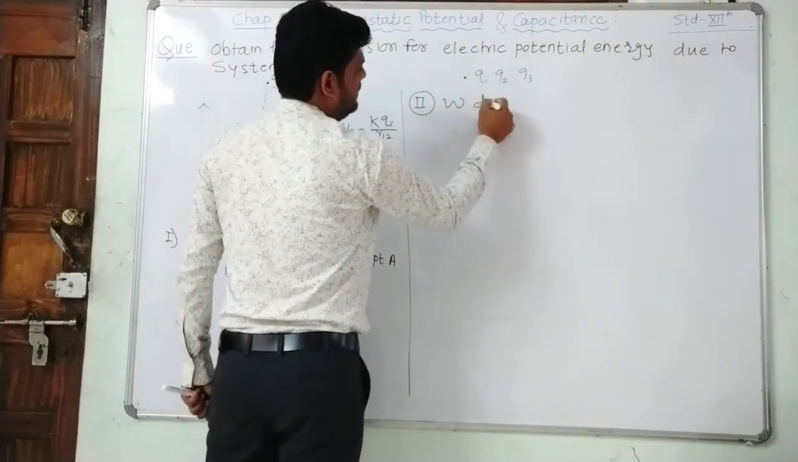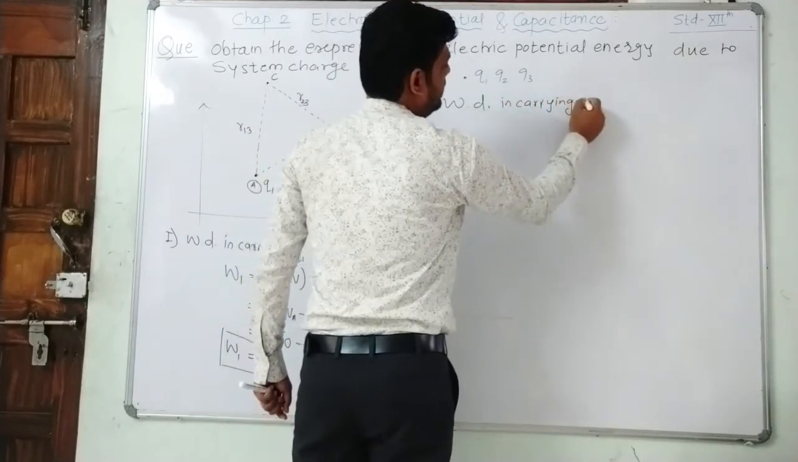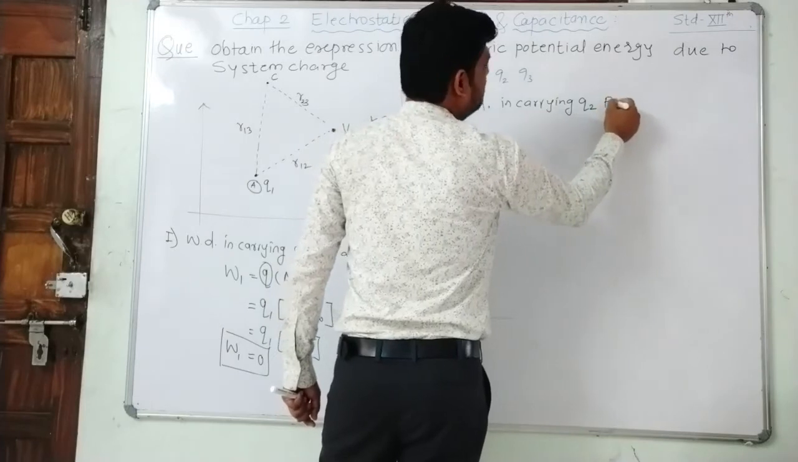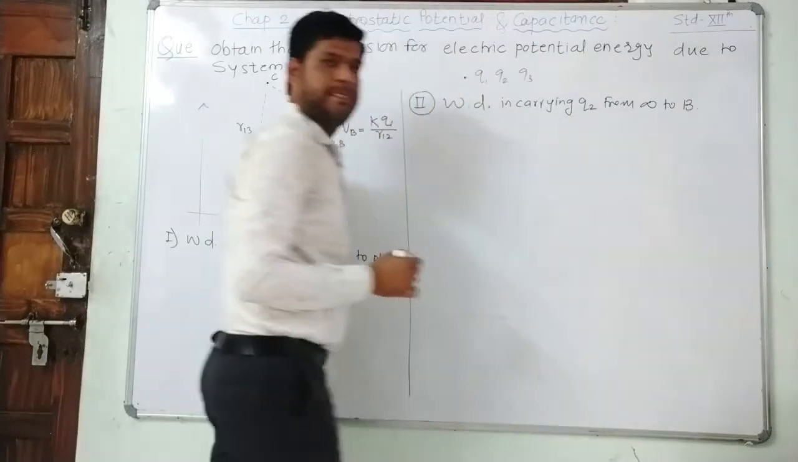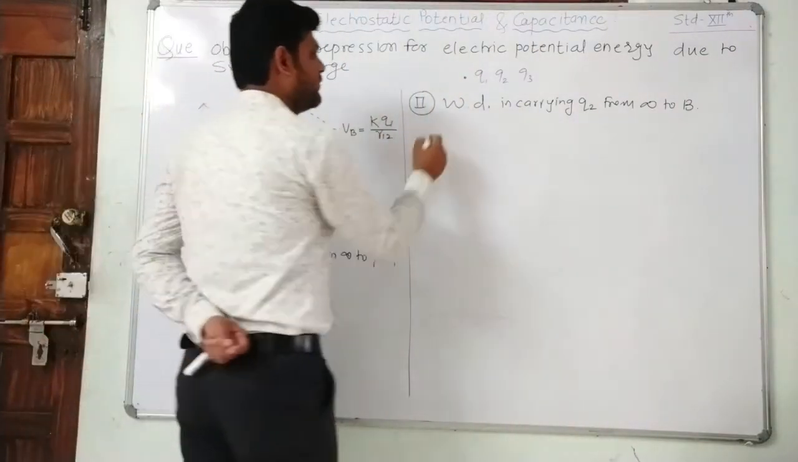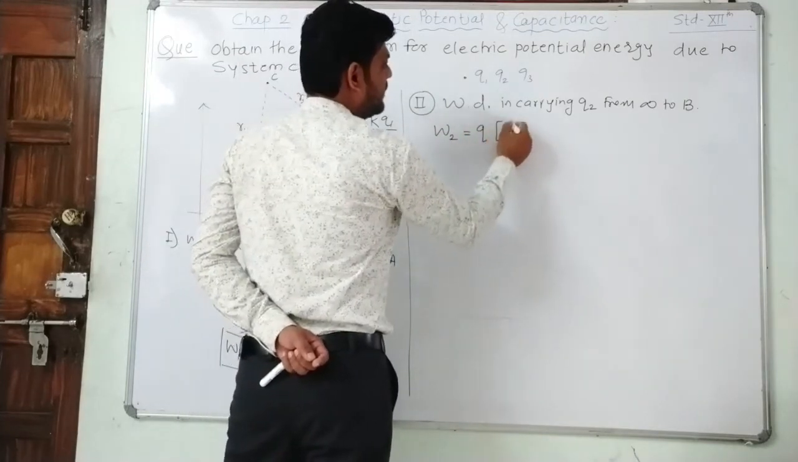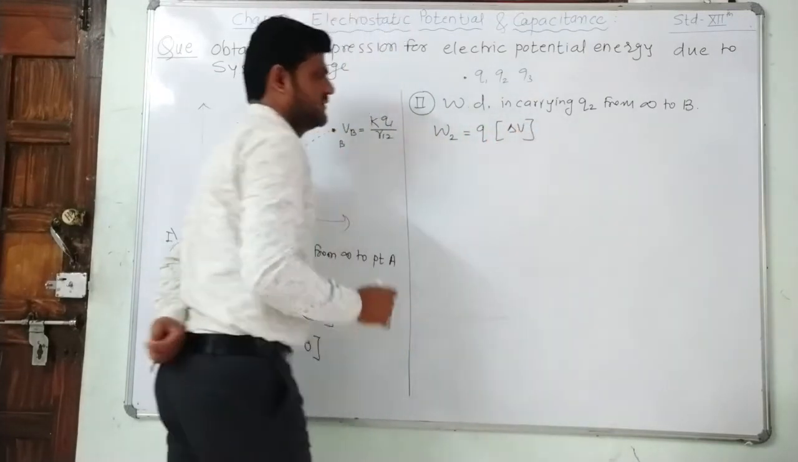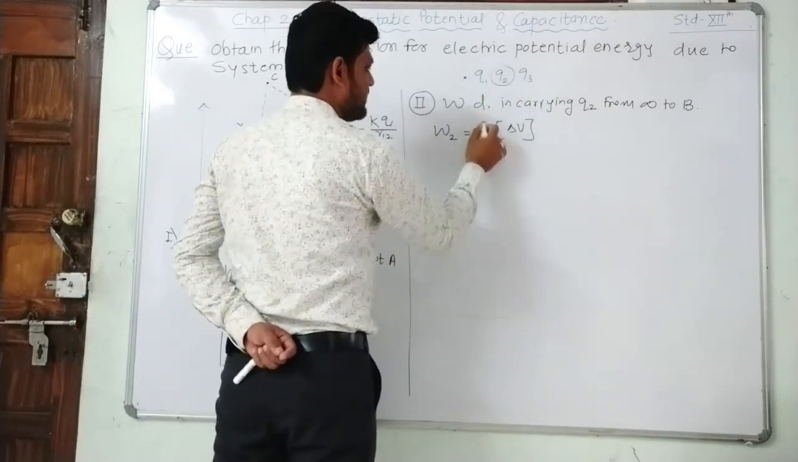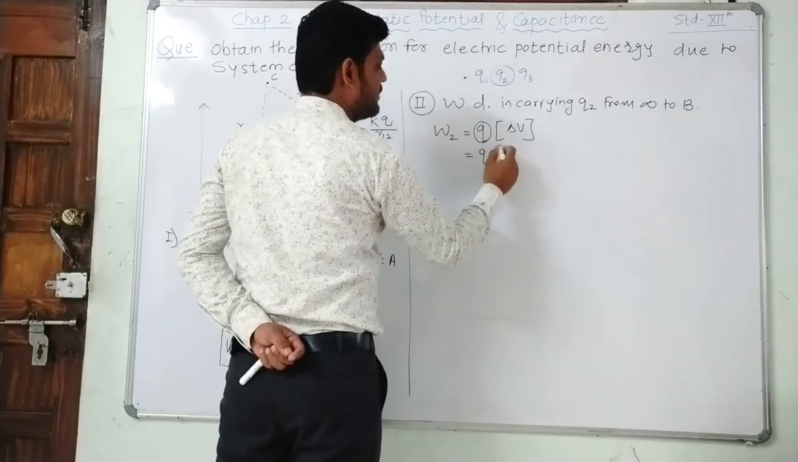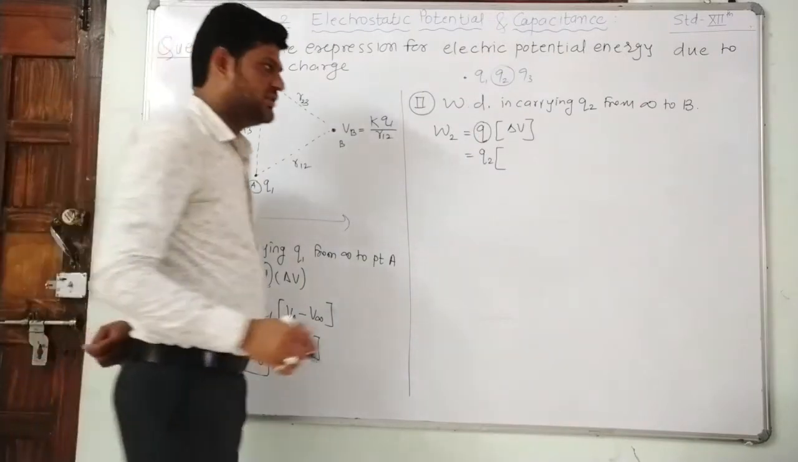Work done in carrying the Q2 charge from infinity to B. The formula will be, second work done, W2 equal to Q into delta V, the general formula. Which charge are we carrying? Q2 we are carrying, so that Q will be replaced by Q2. Final potential, the potential of the final point, minus the potential of the initial point.